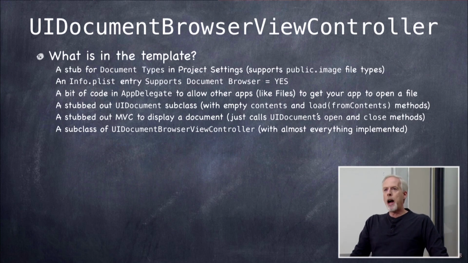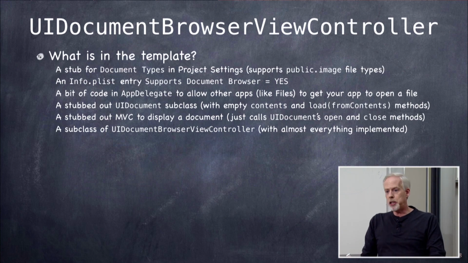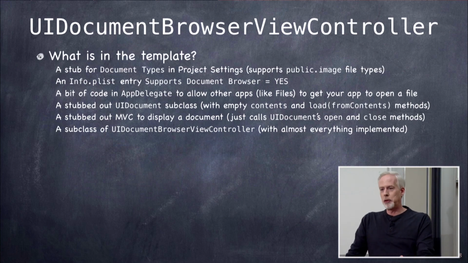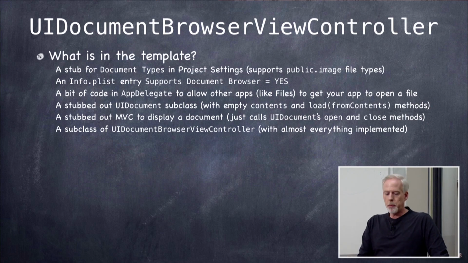It also stubs out a subclass of UIDocument, which you usually don't need because you've already created that yourself. And it also stubs out an MVC to show the document, just this really dumb MVC. And you don't need that usually either because you obviously have an MVC that shows your document or you wouldn't be writing this app. And finally, it gives a subclass of UIDocumentBrowserViewController, which serves as its own delegate, that has like 5 methods in it that are really simple, and we're going to go over those in detail.